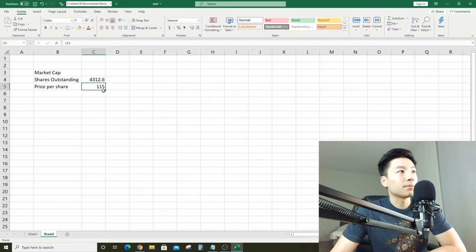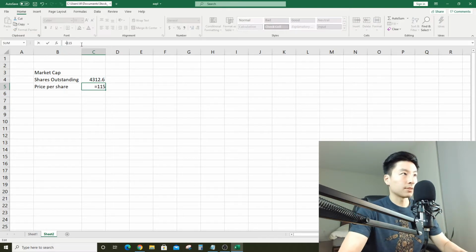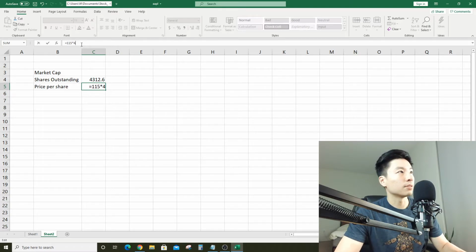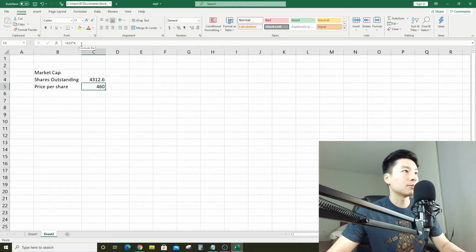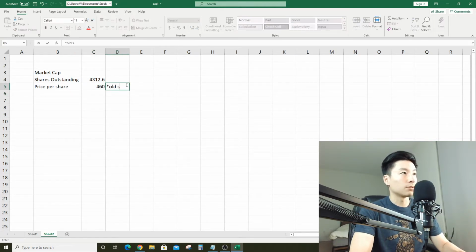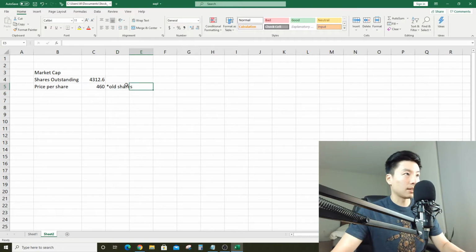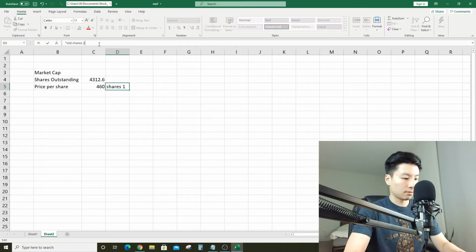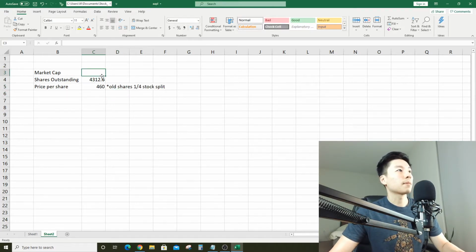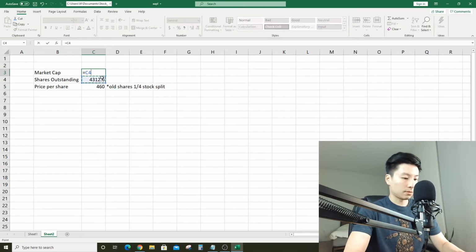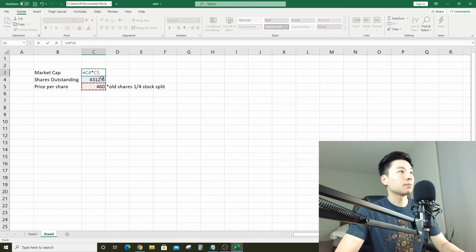This doesn't come up very often, but we have to adjust for that because one old share is worth 4 new shares. We're still looking at old shares because all the statements are in old shares. So you have to multiply by 4, and then we'll put a footnote: old shares, 1 to 4 stock split. All right. So remember, market cap, price per share.